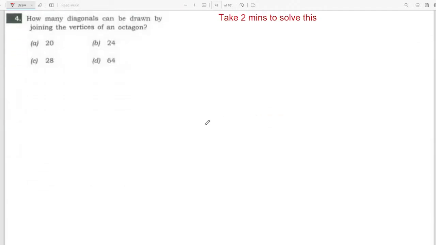It'll take 2 minutes to solve this. There was no trick, you just have to count. You need a bit of imagination because it's a 3-dimensional object. This question is not purely geometry, it's geometry and also a combination question, so there is quite a variation. 2 people have got option C, 2 people have got option D.